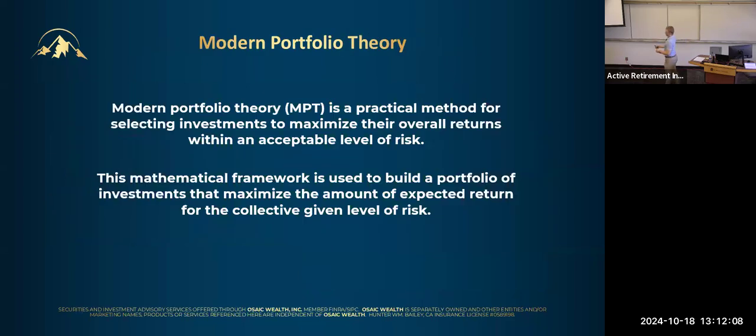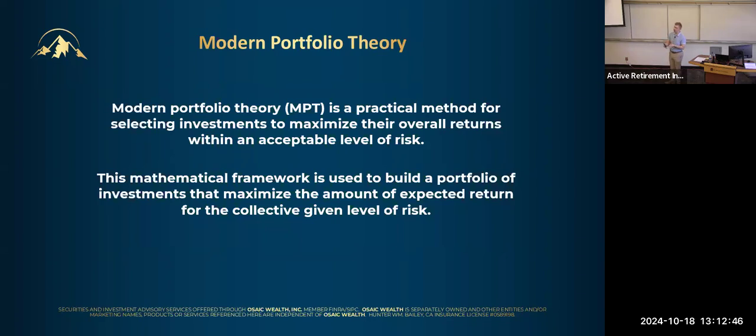So modern portfolio theory is the basis for how we're talking about a lot of these numbers. Modern portfolio theory is a practical method for selecting investments to maximize their overall returns within an acceptable level of risk. If you remember a little bit ago, I was talking about how when you pay an advisor or you pay a fund manager a fee to select investments for you, you're not looking for the highest nominal return. Some might have that as an objective, but in my opinion, and in the opinion of a lot of people in the industry, what you're really looking for is the best risk-adjusted return.